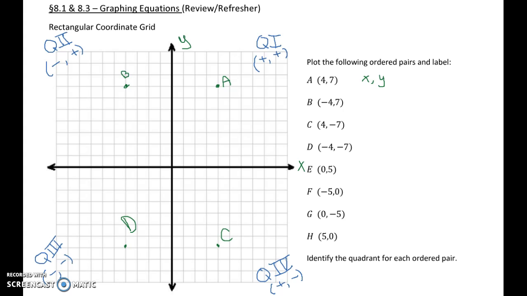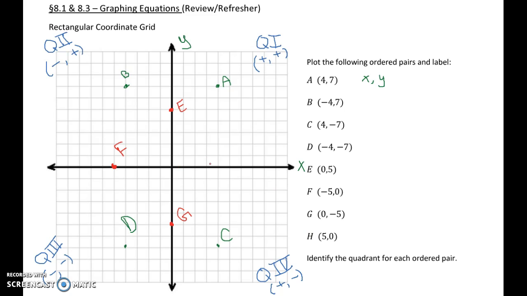Let's continue plotting points. Point E is at 0, 5. So 0 in the x direction means don't move. And 5 in the y direction means up 5. So that would be point E. Point F is at negative 5, 0. So negative 5 in the x direction, 0 in the y direction. Point F. Point G is at 0, negative 5. So 0 in the x direction, negative 5 in the y direction. That would be point G.